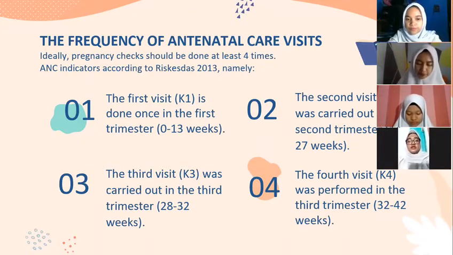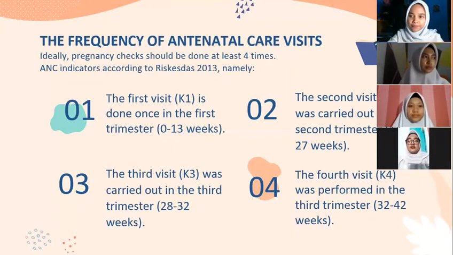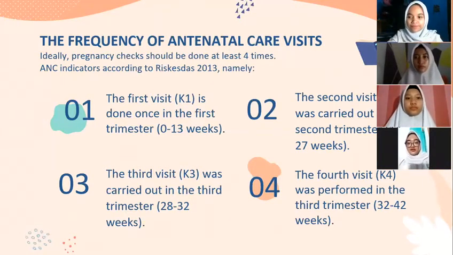This examination usually lasts for 20 minutes, including anamnesis, laboratory tests, ultrasound, and so on. The third visit, or K3, is carried out in the third trimester, from 28 until 32 weeks. This examination usually lasts 20 minutes with the same type of examination as the second. And the last, the fourth visit, or K4, is performed in the third trimester from 32 until 42 weeks. This pregnancy check is the last examination, including anamnesis, physical and laboratory examination, and so on. Thank you very much.